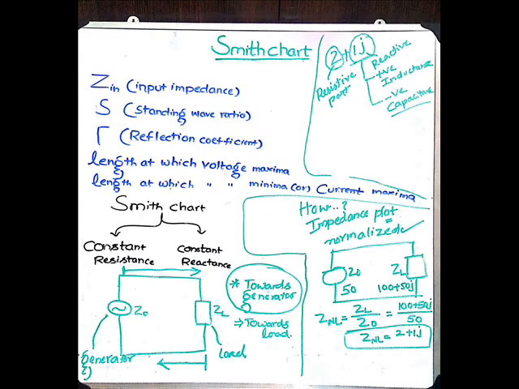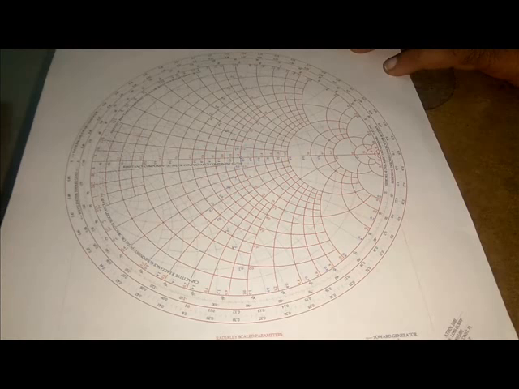Smith chart provides us a method to solve all these things, and we get all these things in a graphical way. Smith chart has two things. It has something called constant resistance and constant reactance. This is how Smith chart looks like.